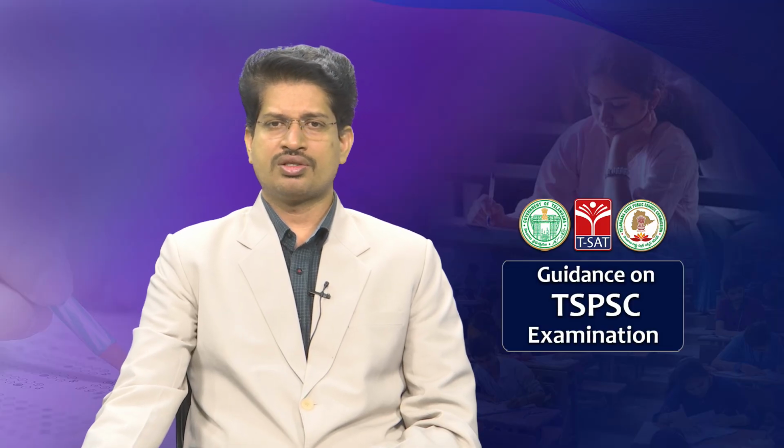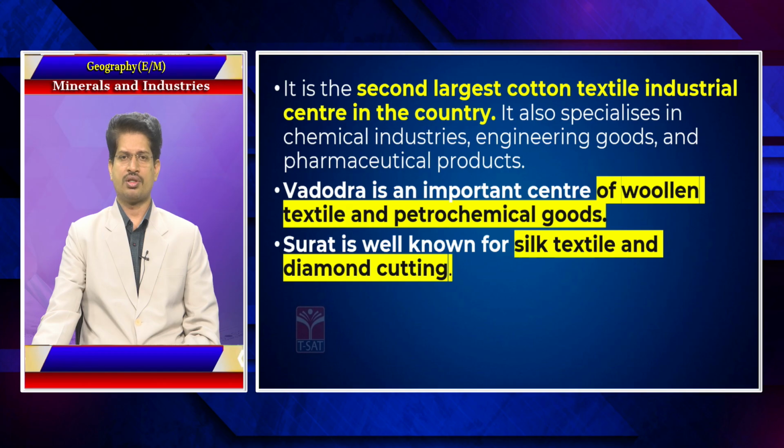This is the second largest cotton textile industrial center in the country. Vadodara is an important center for woolen textiles and petrochemical goods. So, they may ask you, which is an important center for woolen textiles in India? That is Vadodara. Surat is well known for silk textiles and diamond cutting.